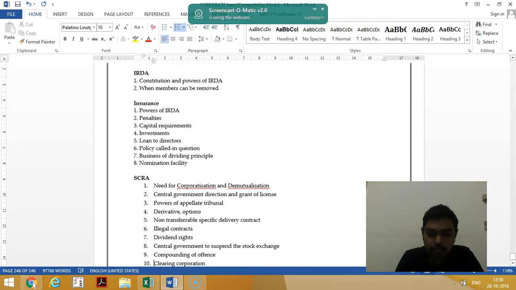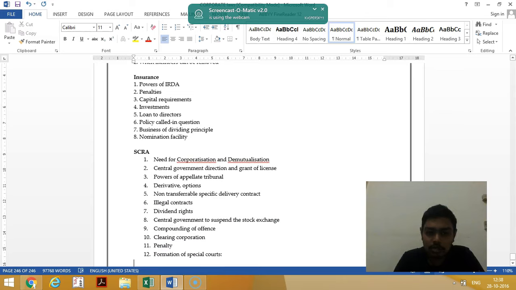Then SCRA. In SCRA, what is the need for corporatization and demutualization? Then when the central government or SEBI will grant license, recognize the stock exchange. Then powers of appellate tribunal, derivatives options, what is that? Non-transferable specific delivery contract, what is that? Then what is illegal contract? Dividend rights in case they are transferring, the 15 days concept. Then central government to suspend the stock exchange, compounding of offences in the stock exchange, clearing corporation, penalties under SCRA, then formation of special courts for speedy disposal.